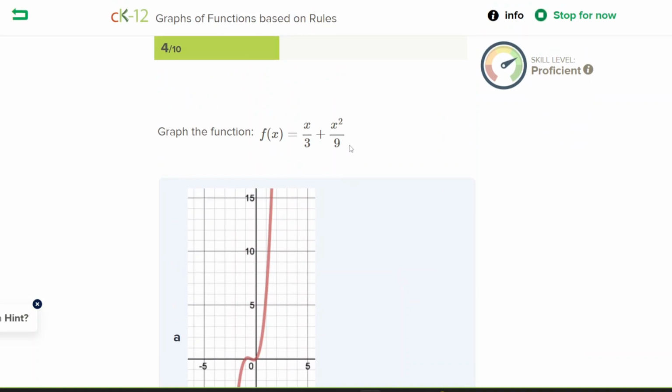And we're given another rule. Function f of x equals x divided by 3 plus x squared divided by 9. Once again, this doesn't always happen, but the function's called f, the input's called x. Again, it's not always like this, but for this first video it is. And then over on the right side is how the outputs are calculated.